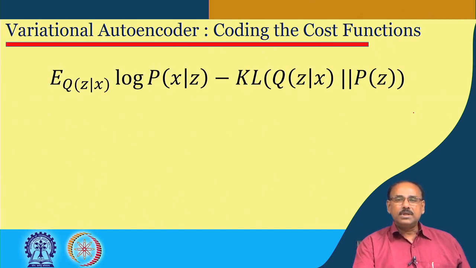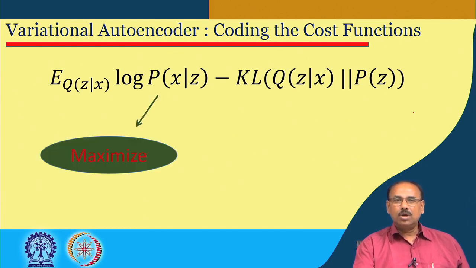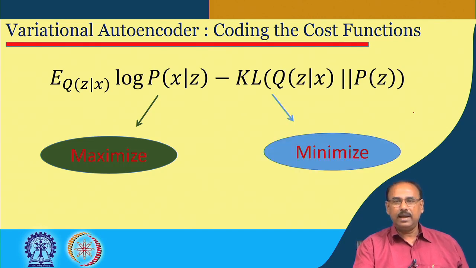Now the problem is that we are trying to maximize the expectation value of log P of x given z minus the KL divergence between Q of z given x and P of z. Maximization of this expression means we are trying to maximize the expectation of log P of x given z, and we want to minimize the KL divergence between Q of z given x and P of z. So, we have both maximization and minimization involved.